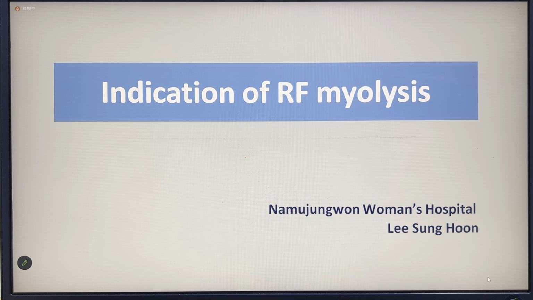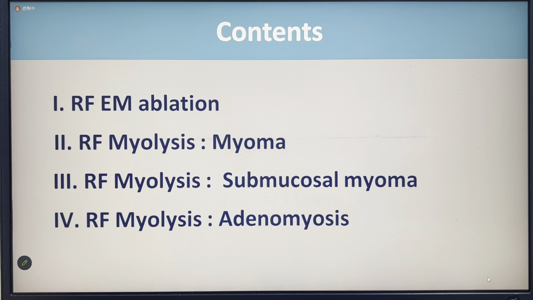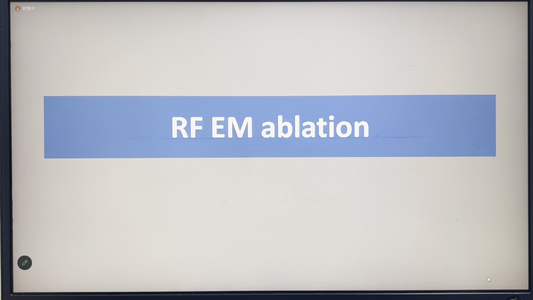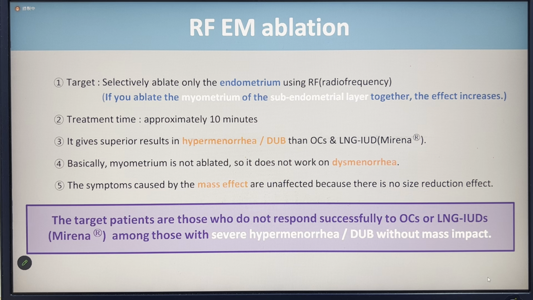Okay, then in this session, I will discuss the indication of direct myolysis. It takes about 10 minutes. My presentation follows this order. Let me begin with RF-EM ablation. The RF-EM ablation target is the endometrium.